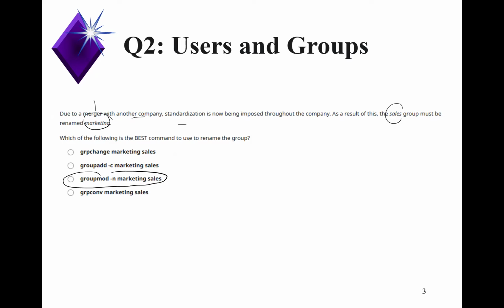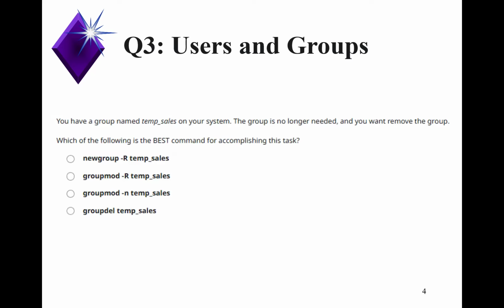All right. If you want to delete, for example, here, temp sales is supposed to be removed. So what do you do? groupdel. Yeah, the groupdel is the one which actually deletes it.